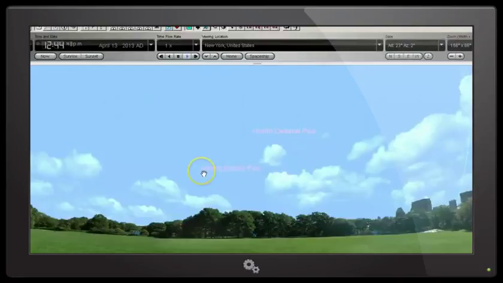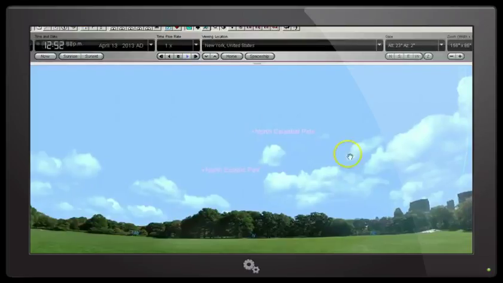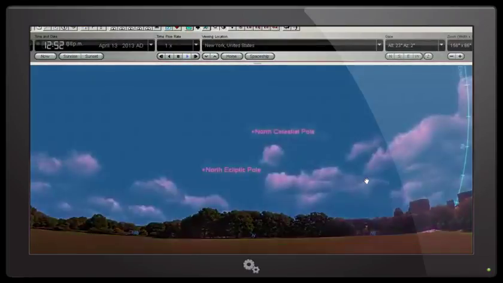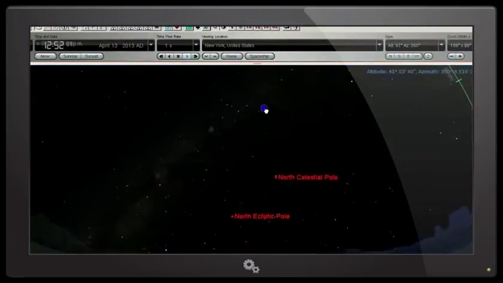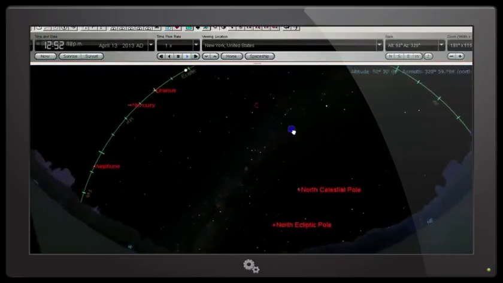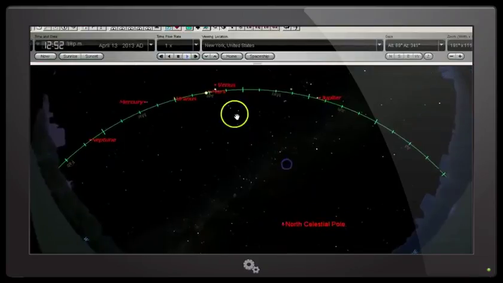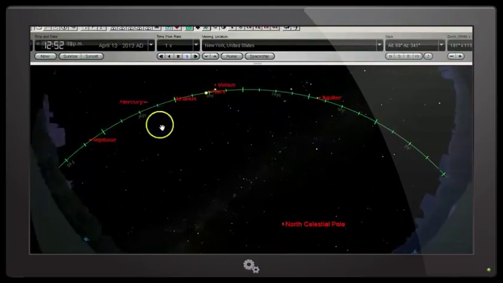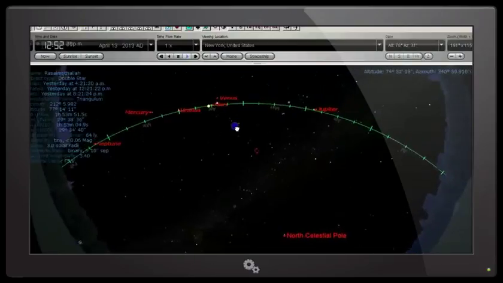So that's the north ecliptic pole, and this is the north celestial pole, so that's the northernmost point in the sky. Now I'm going to turn the daylight off so we can see the stars clearly, and we can more clearly see the ecliptic and the planets in the sky as well. You can see Jupiter, Venus, Mars, the Sun is here, Uranus, Mercury, Neptune, all approximately following the ecliptic.